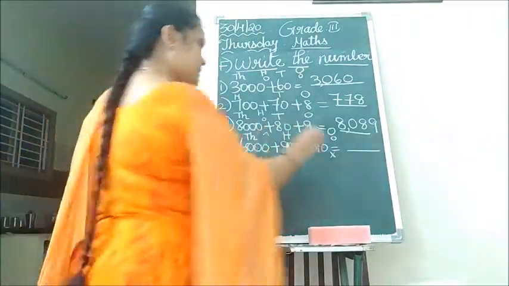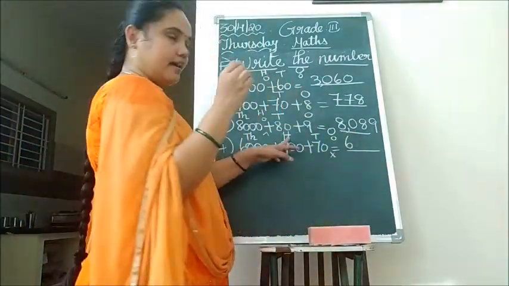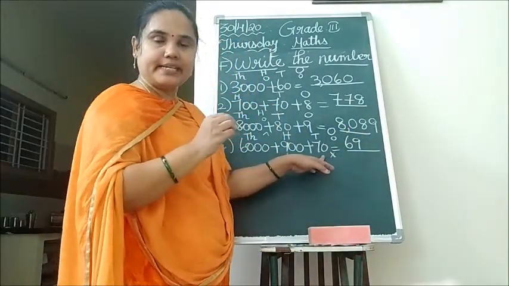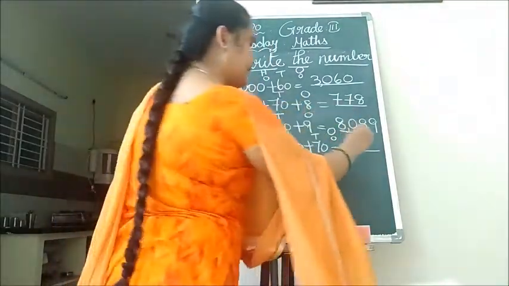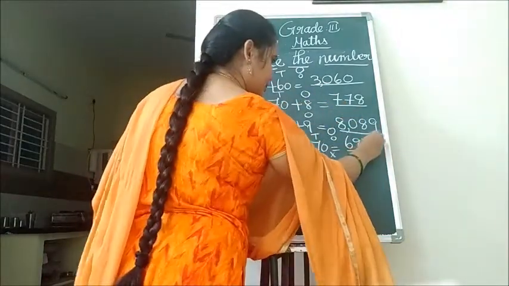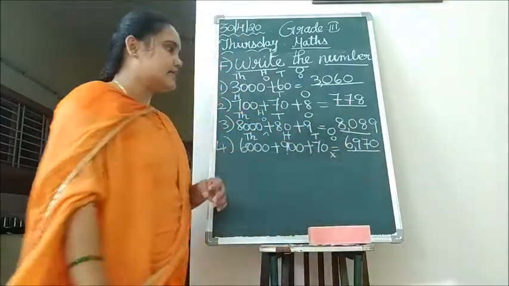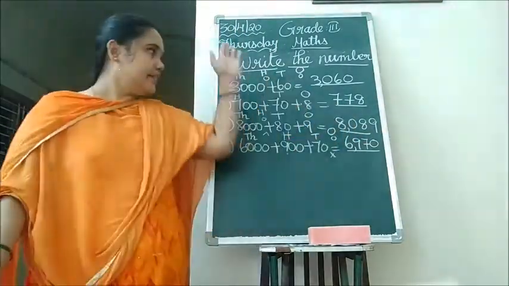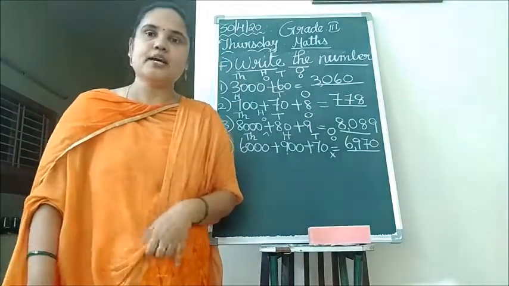Now write the number. 6,000, how many thousands here? 6. 900, how many hundreds? 9. 70, how many tens in 70, children? 7. And ones place is not given. So what do we write there? 0. So what is the number? 6,970. In this way we write the numbers in short form.